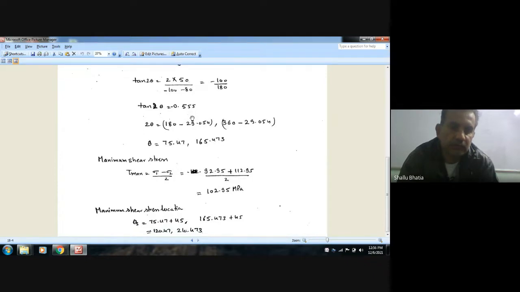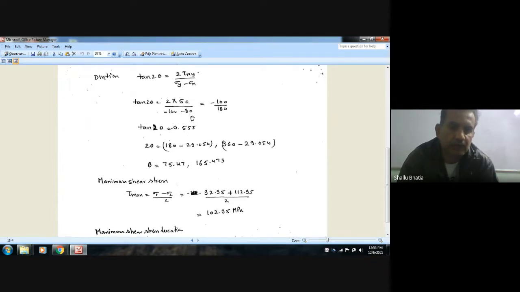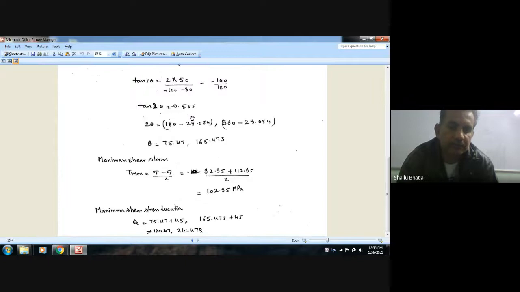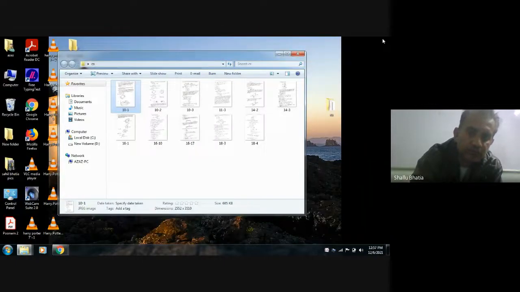To find the plane of maximum shear stress, add 45 degrees to the plane of principal stress. So this will be 120 and this will be 210. Thank you. And then we will do some more questions next.